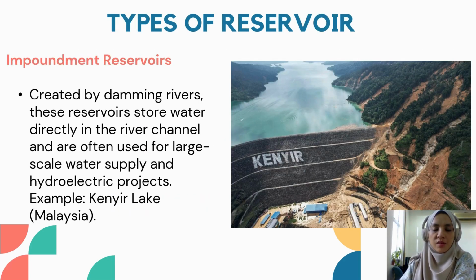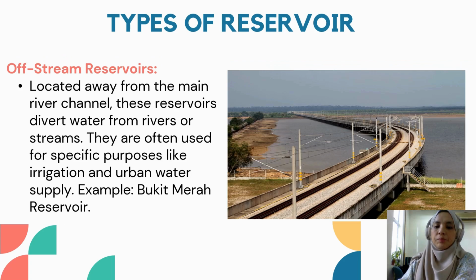So there are types of reservoir. I think there are two types. The first one is the impounded reservoir, which is created by damming rivers. These reservoirs store water directly in the river channel and are often used for large scale water supply and hydroelectric projects. For example, in Malaysia we have Kenyir Lake in Terengganu.